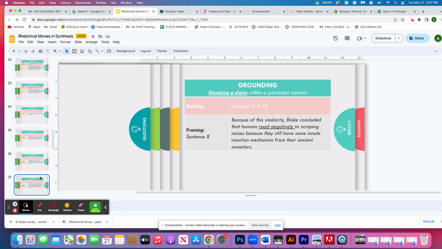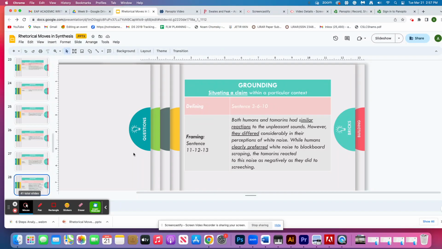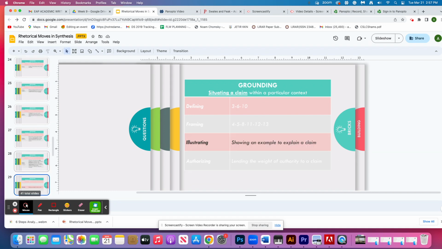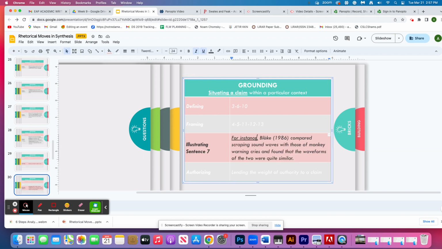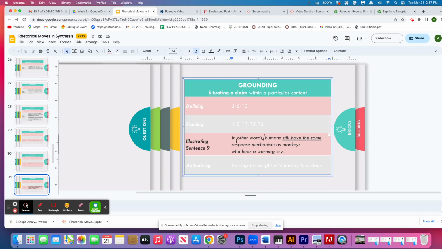Framing means when I'm trying to locate my claim, or multiple claims could be. Sentence 8, sentence 11, 12, 13. So all these are keywords that prove that it's leading to the claim. Illustration is an example that's very clear. For instance, that's an illustration. Sentence 7, sentence 9, another illustration.